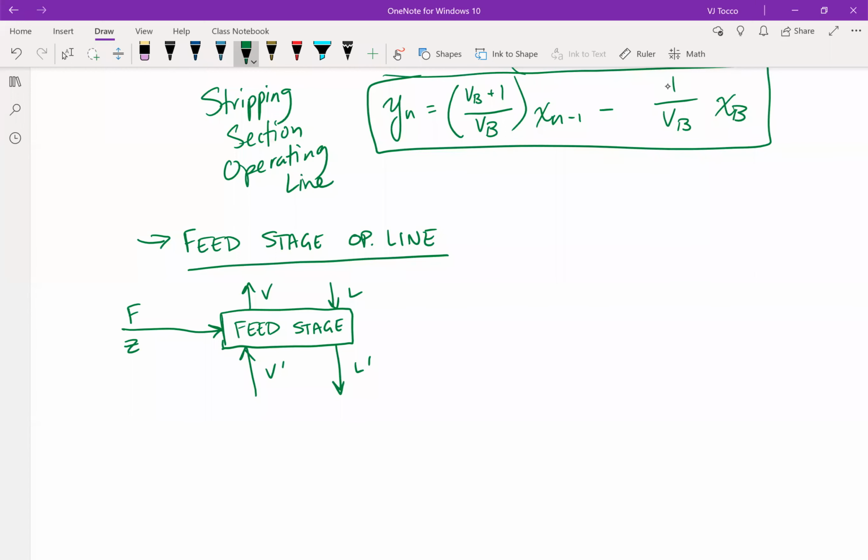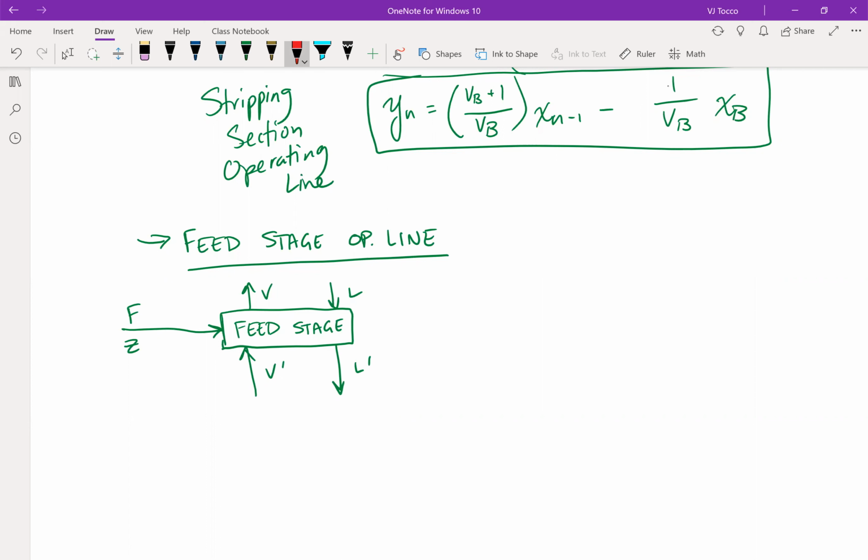So this is just a PFD of only the feed stage. And remember, this is where the stripping section meets the rectifying section. So this is not going to be an independent line, as I've mentioned before, but it's going to be the link between them. So in order to solve what the feed stage operating line is, we need to know what the state of matter of the feed is. We need to know if it's a liquid or a vapor and whether or not it's saturated.